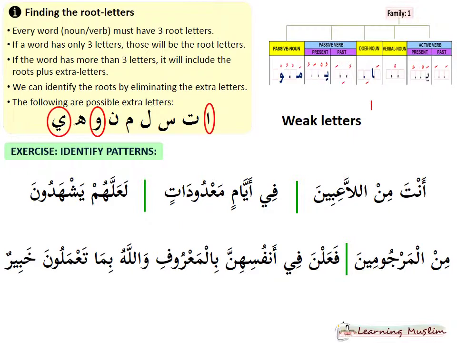Fi ayyamin ma'dudat. Fi is a harf, ayyam is a noun, and ayyam is a bit of a tricky one because definitely mim has to be the root over there because we have so many weak letters over there, ya, alif, and hamza in front.